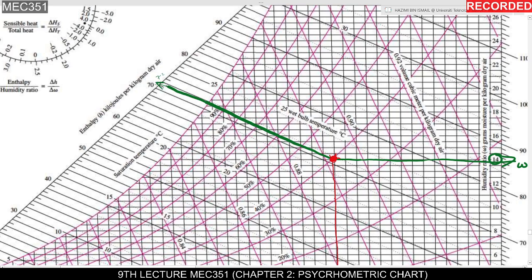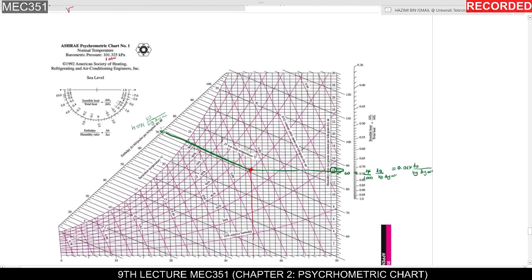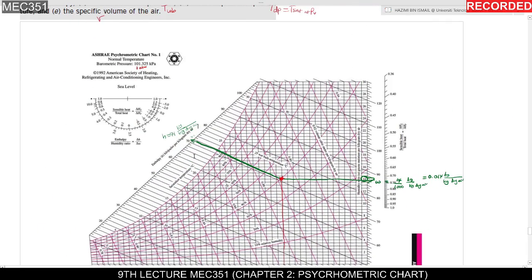So I estimate the value is H equal to 71. Okay, based on my eyes and my hand ruler here. You must use a straight ruler, so you will get a more accurate value. And the unit here is kilojoule per kilogram dry air. So that's it. It's simple and easy to get the value of enthalpy.